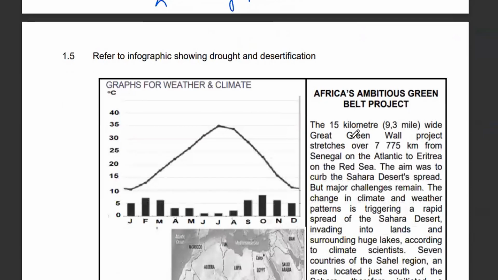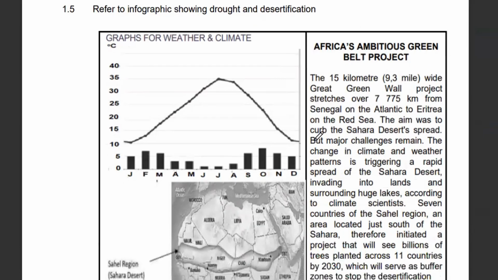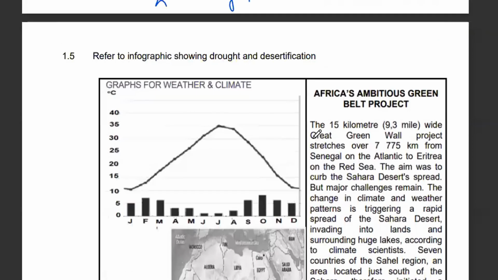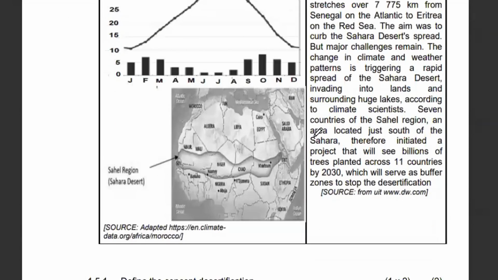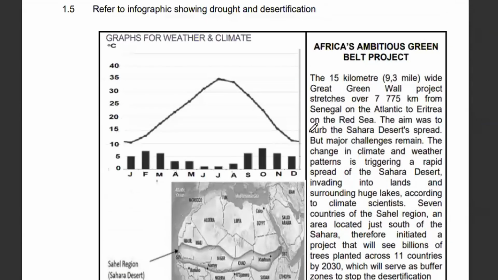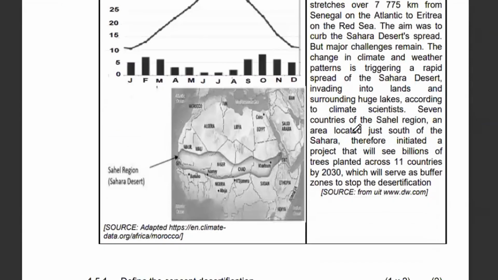Right. Next question is on desertification and the droughts, and an initiative to try and regulate the effects of desertification. In the Sahel region, we are seeing that there is the creation of the Africa's Ambition Green Belt projects. Right, we need to go to the question.